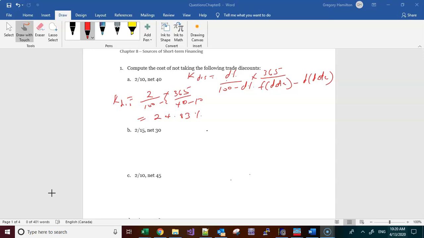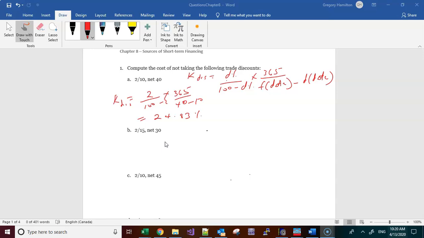So in A, it says, compute the cost of not taking the following trade discount, and it says 2/10, net 40. What does that mean? It means you can take a 2% discount and pay your trade credit in 10 days, or pay in full in 40 days. So effectively, you are taking a loan for 30 days. So what is the cost of that loan?